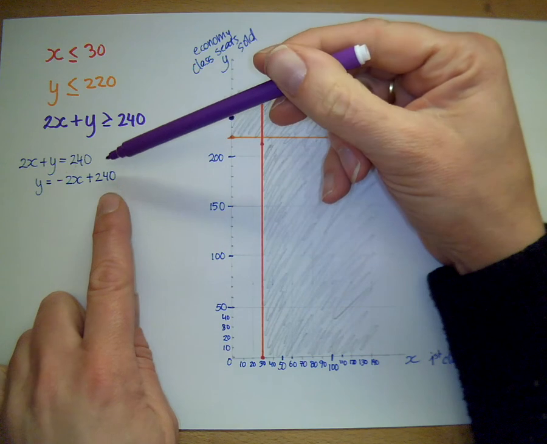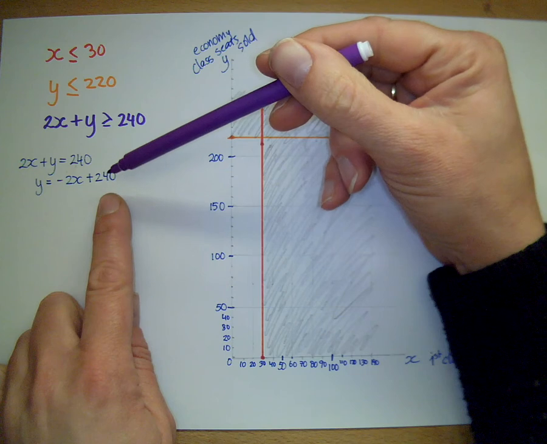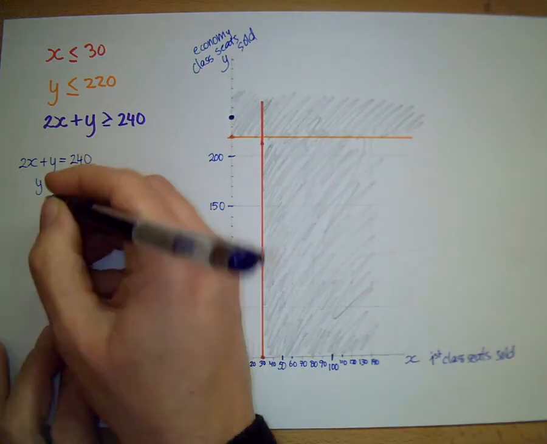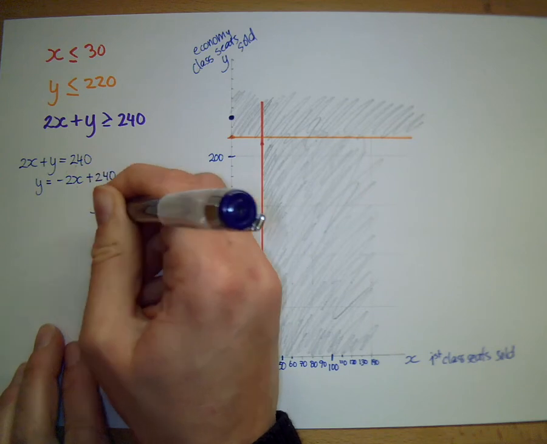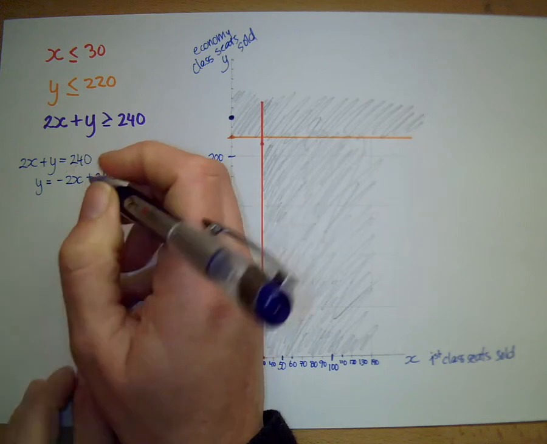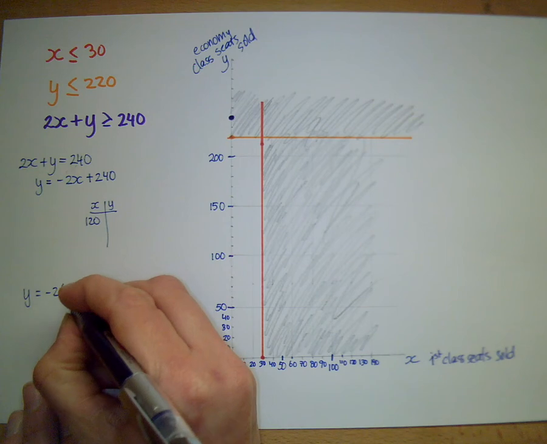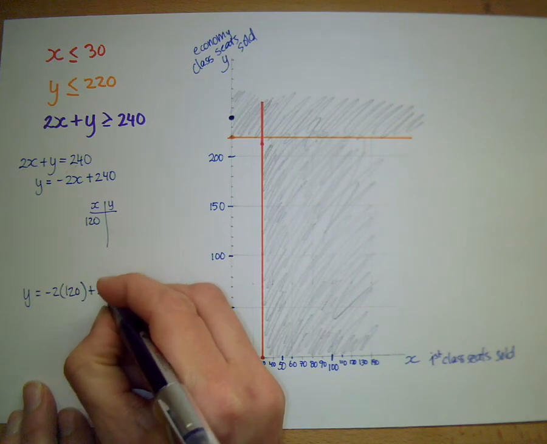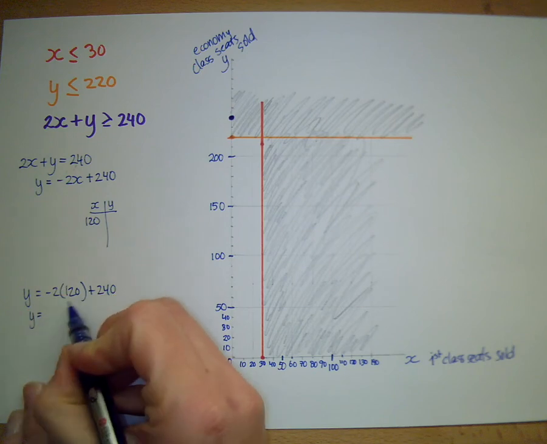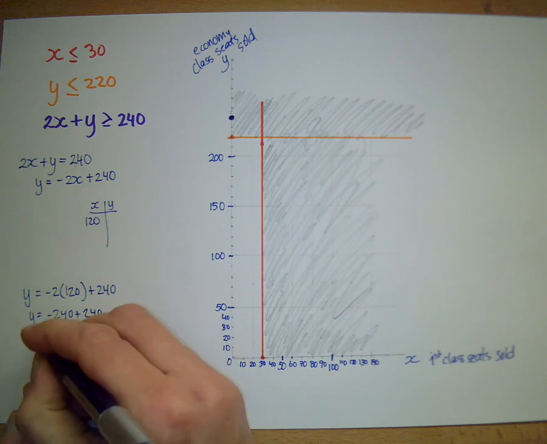What else can we do? We could plug in. Let's do that. Let's plug in 120 for x. Let's see what we get. Y equals -2 times 120 plus 240. I actually knew what I was doing. -240 plus 240 is 0.